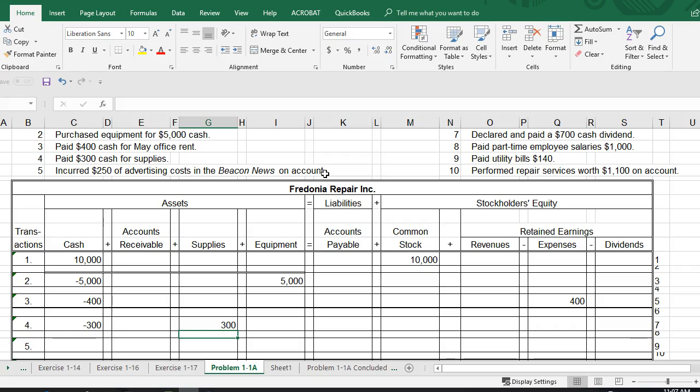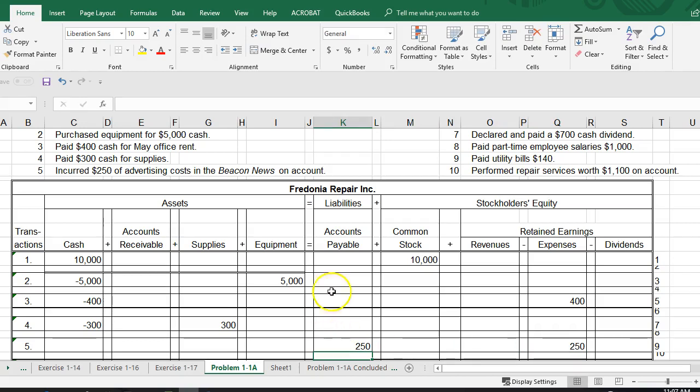But because I haven't paid for it yet, I now have what's known as a liability. I have a debt. We have a title called accounts payable that shows the existing debts and obligations of a business organization. So my accounts payable account just increased by $250 because I owe that amount of money to the news company, and my expenses just increased by $250.